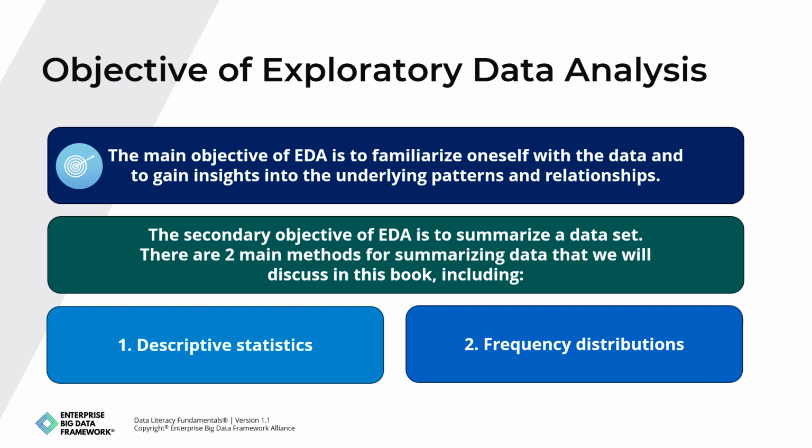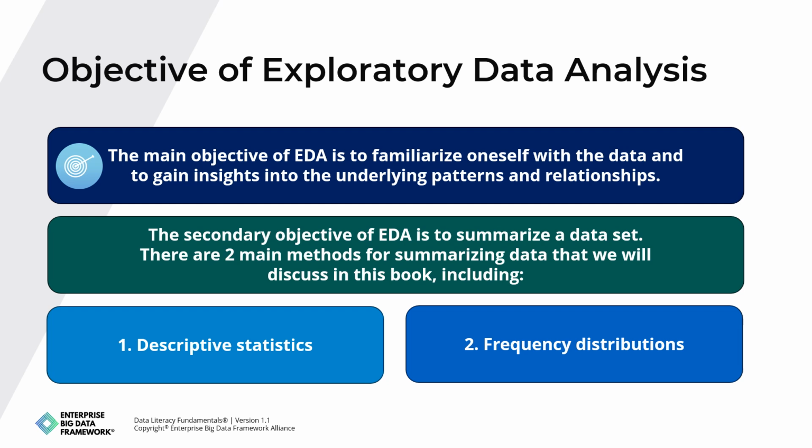The first one is descriptive statistics. Descriptive statistics are numerical values that describe the central tendency and dispersion of the data. Examples of descriptive statistics include the mean, median, mode, standard deviation, and quartiles. Descriptive statistics provide a quick and easy way to summarize large amounts of data, and they are often used to identify patterns and trends in the data.